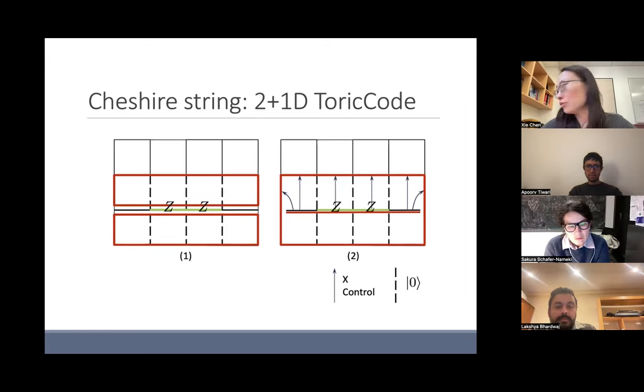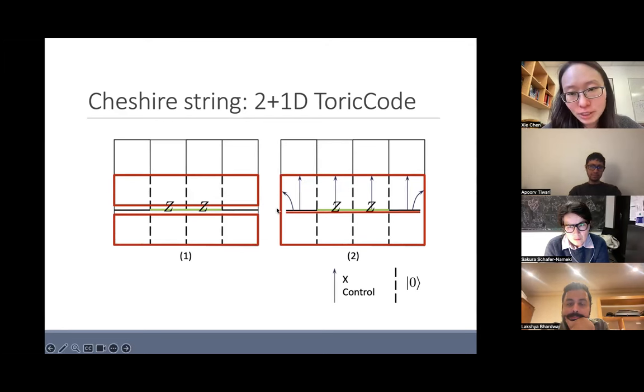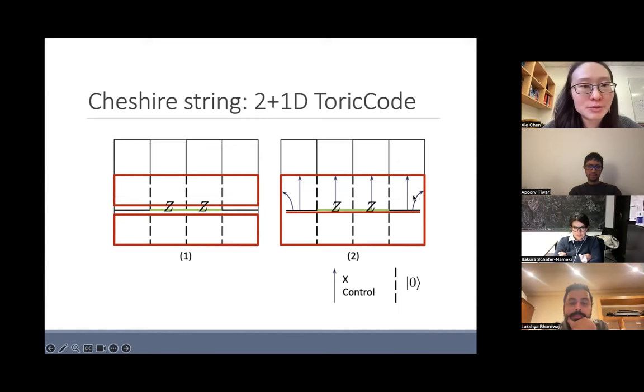And then we can talk about fusion. Let's say we have two Cheshire strings, and I want to fuse them together. We can apply some unitary to fuse them together, and we can check that the unitary is again a finite depth circuit. When we fuse them, we make the defect thicker, and then we decouple the middle line from everything else. So the middle line is decoupled into a 1D chain of itself.